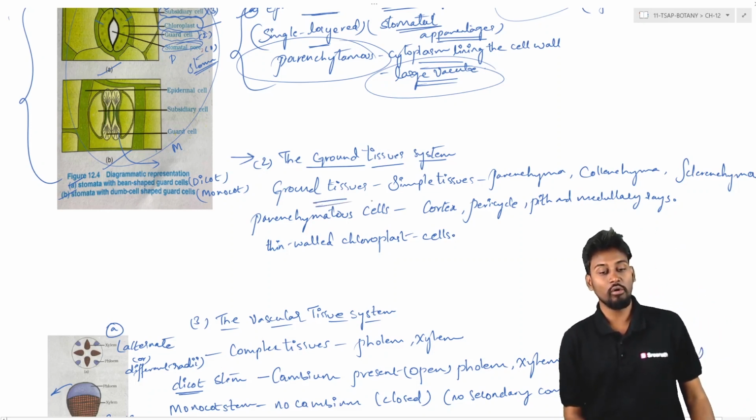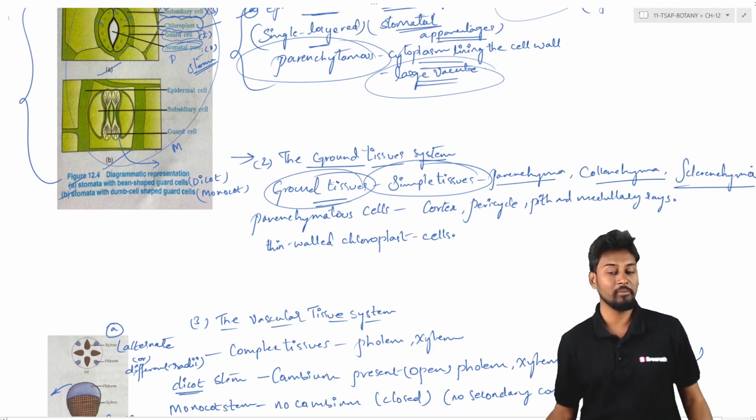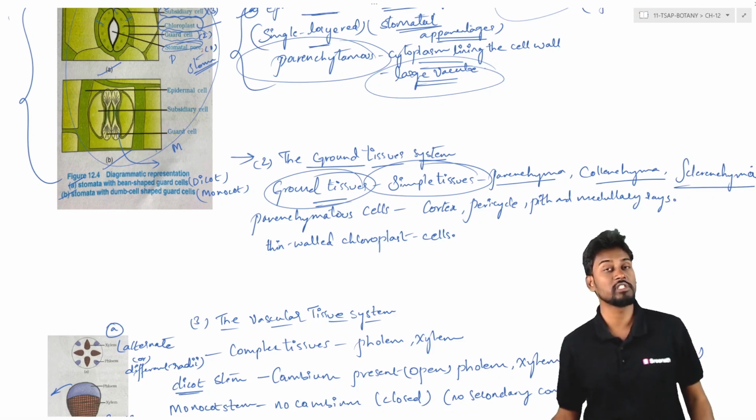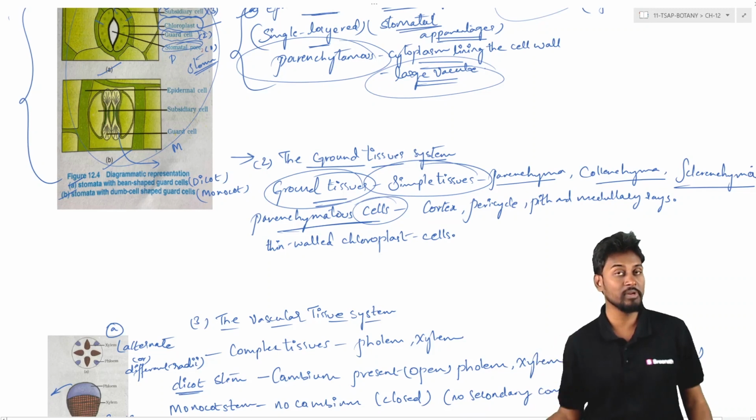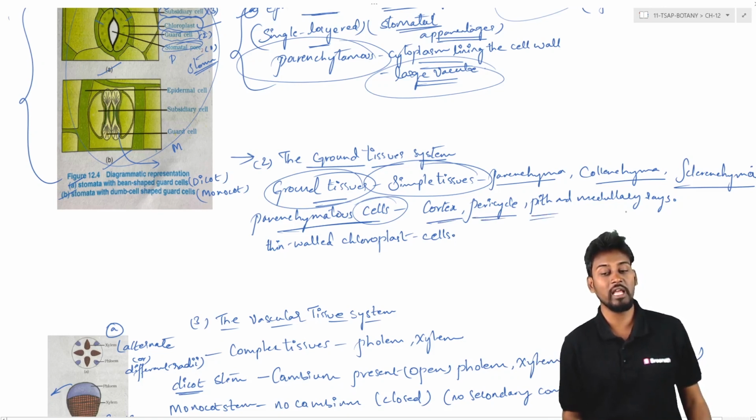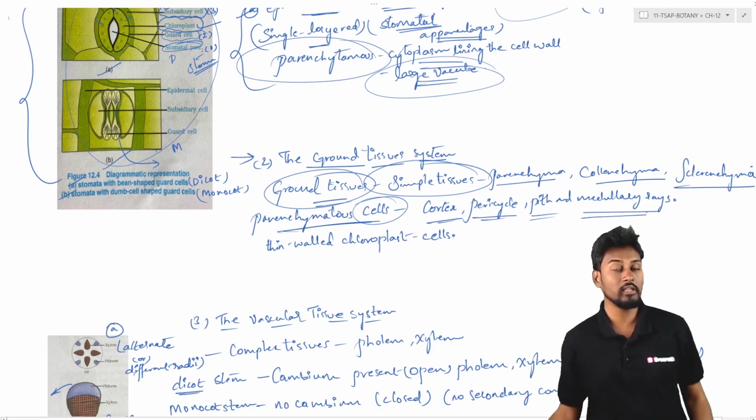So this ground tissue system is the one made up of simple tissues like parenchyma, collenchyma, and also sclerenchyma. So here we can see parenchyma, collenchyma, and sclerenchyma are the three different types of simple tissues which are generally forming the ground tissue. And here the parenchymatous cells are the ones generally present below the epidermal tissue, that is the cortex, pericycle, pith, and also medullary rays.